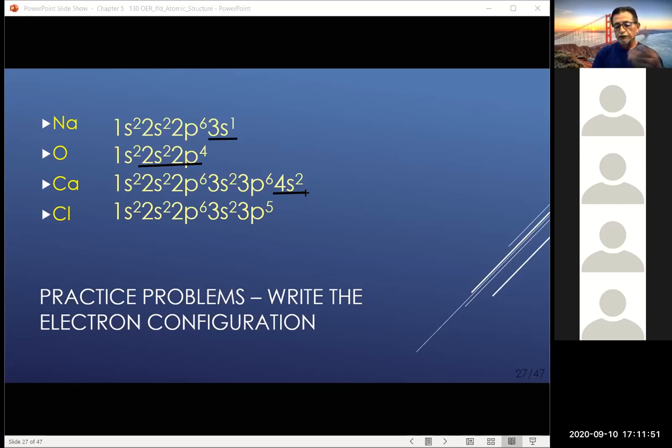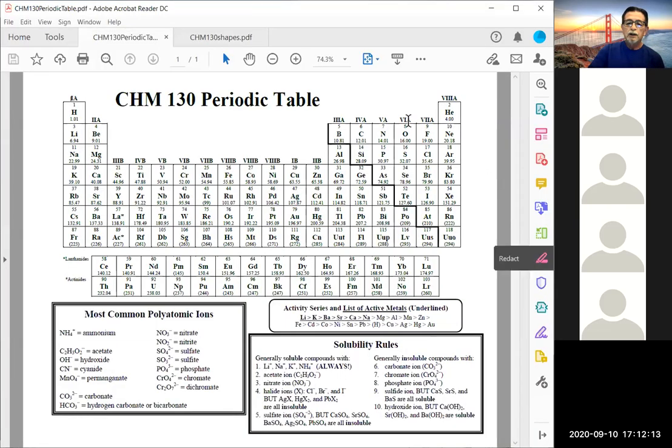And then we did fluorine, but chlorine's the same scenario. The valence electrons are denoted here in the 3rd energy level. 2 of them are in the S, 5 of them are in the P. Now, here's the thing about the periodic table.